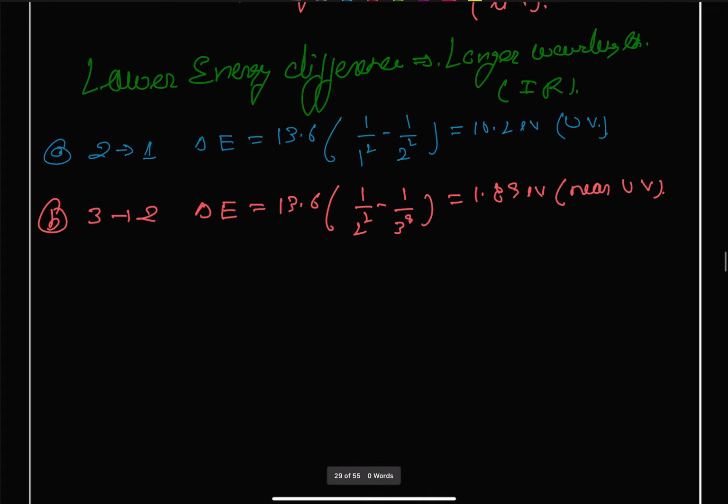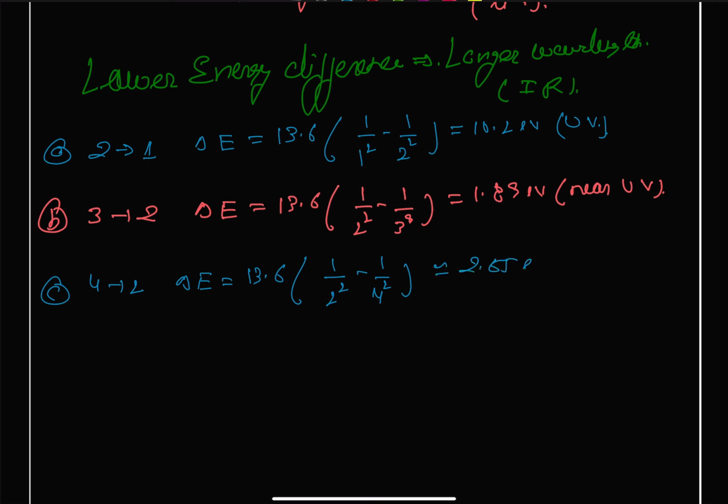And we have our 4 to 2, delta E will be equal to 13.6, and we have this as 1 upon 2 square minus 1 upon 4 square, and this comes as 2.55 electron volt, and this will be completely in visible range. Visible.